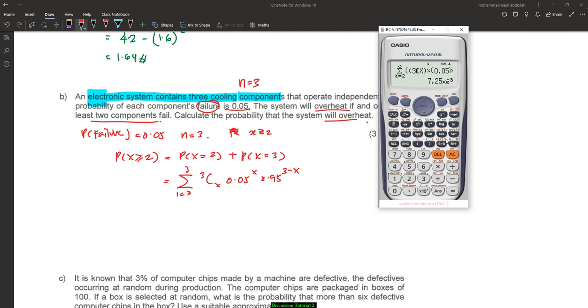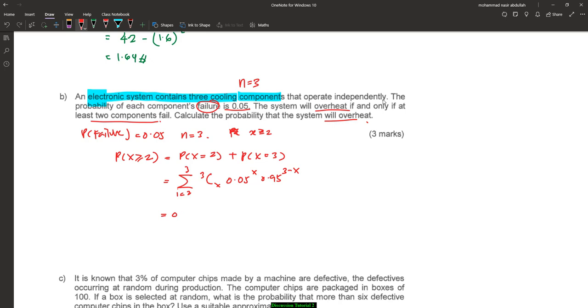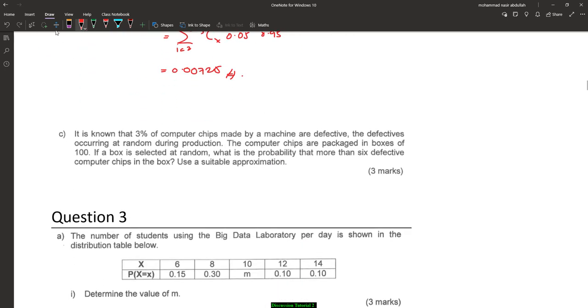So this one should be 0.00725. Very simple. Right? So let's look at C.